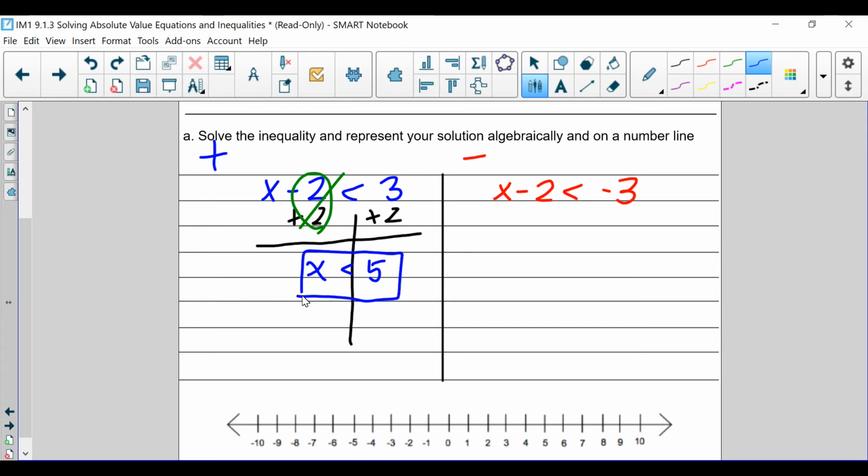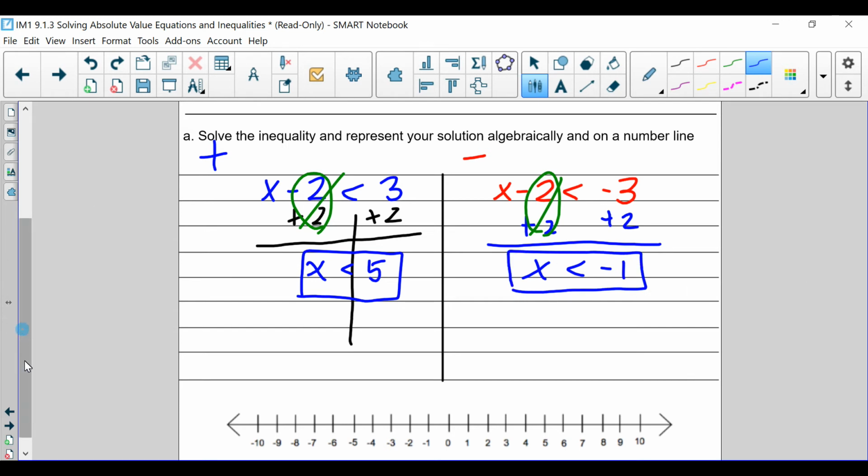That's one possible solution. Or if we're looking at the negative side, we're going to go ahead and add 2 to both sides. This ends up being 0. We get x is less than negative 1. So, how do we graph this?